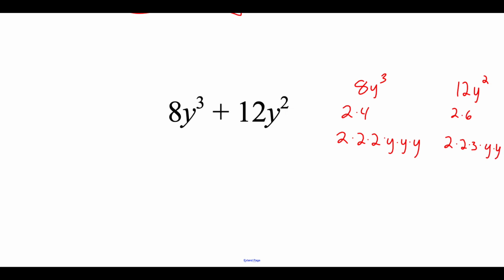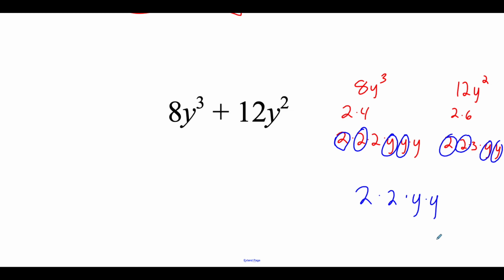If I look for what they have in common, I see one set of 2's that I can take out. I see another set of 2's that I can take out, and I see 2 sets of y that they have in common. So times y times y. Well, 2 times 2 is 4, y times y is y squared. So my GCF that I'm going to take out is 4y squared.